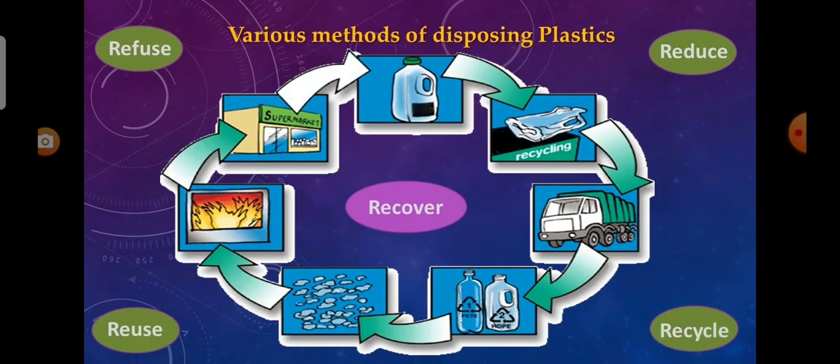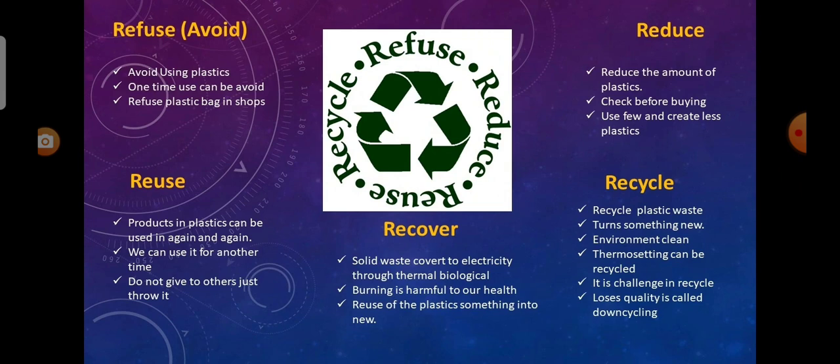Now we see about various methods of disposing plastics, that is refuse, reuse, recycle, reduce, recover. These are various methods of disposing plastics. Now we first see about refuse. Refuse means avoid using plastics. One-time use can be avoided. Refuse plastic bags in shops.